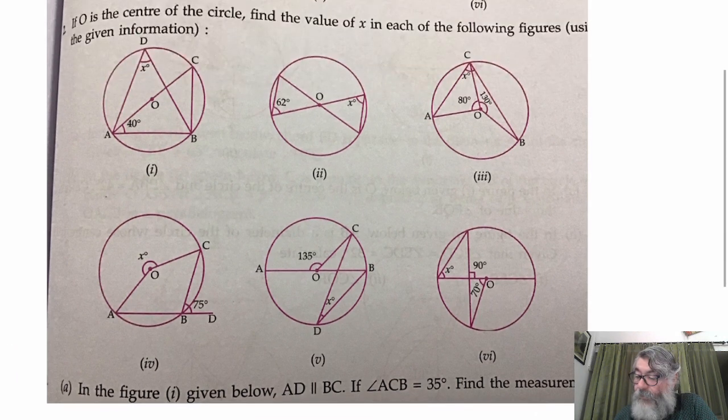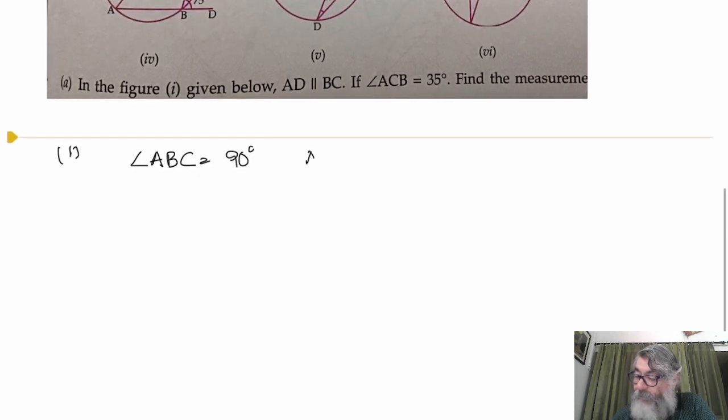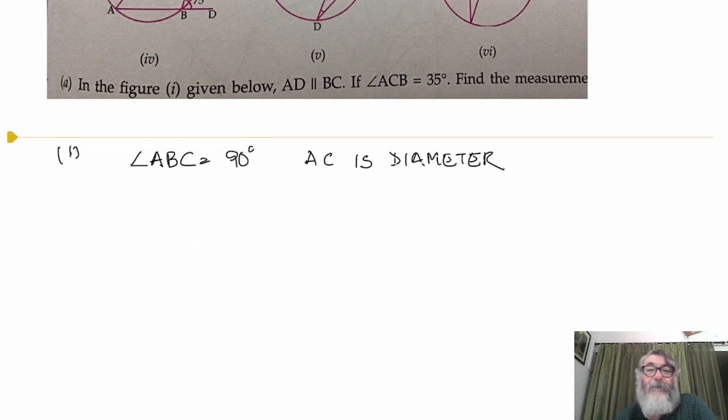Why is it so? Because AC is diameter. If AC is diameter, angle in a semicircle is a right angle. Angle in a semicircle is right angle.